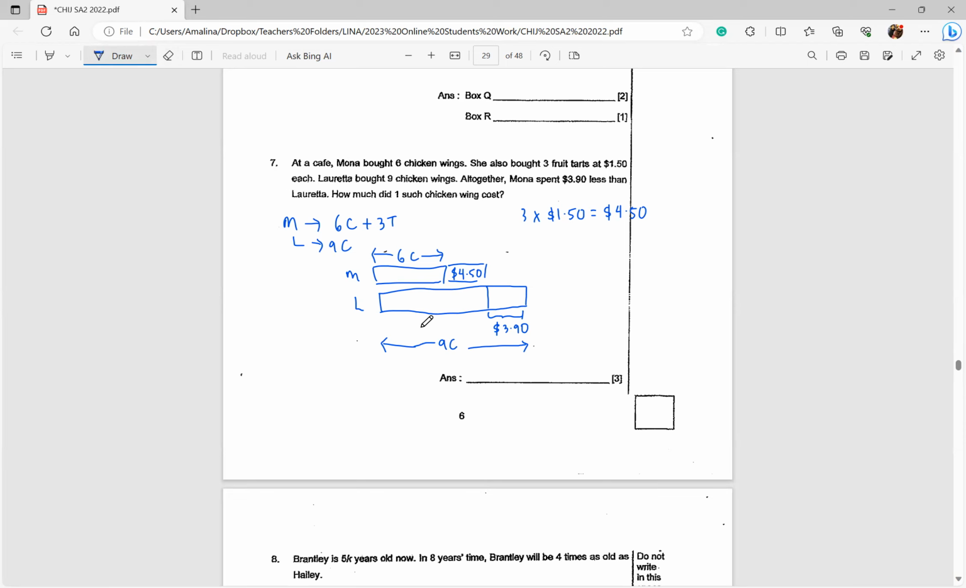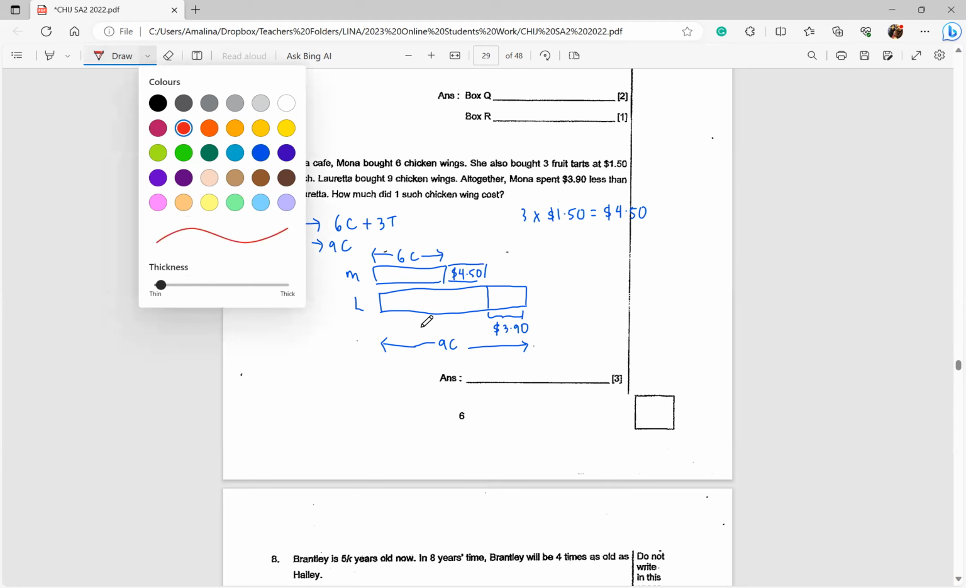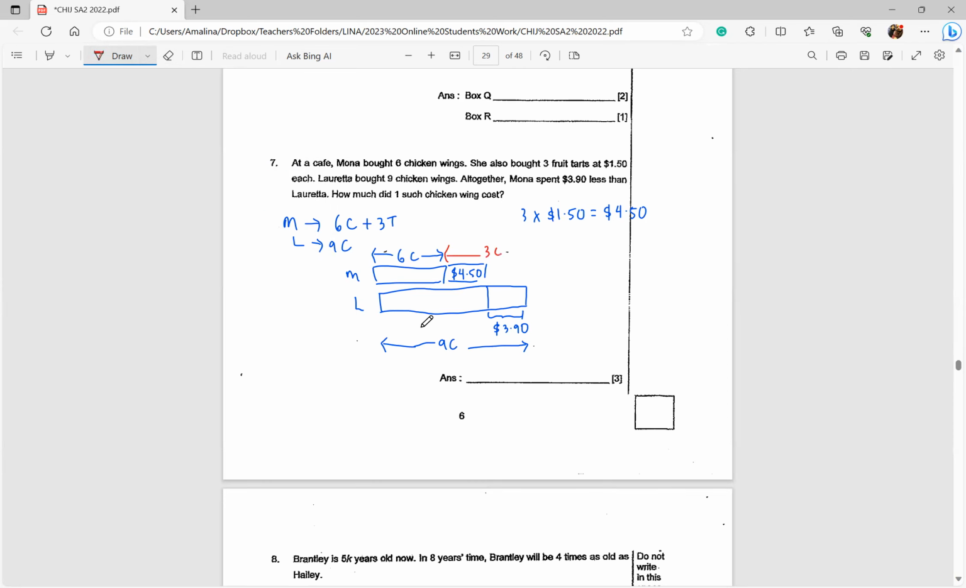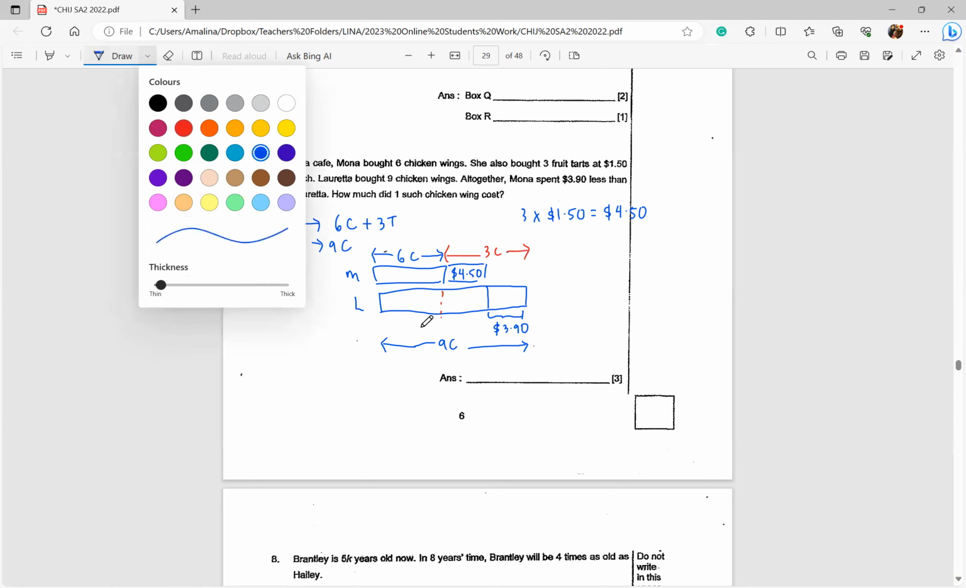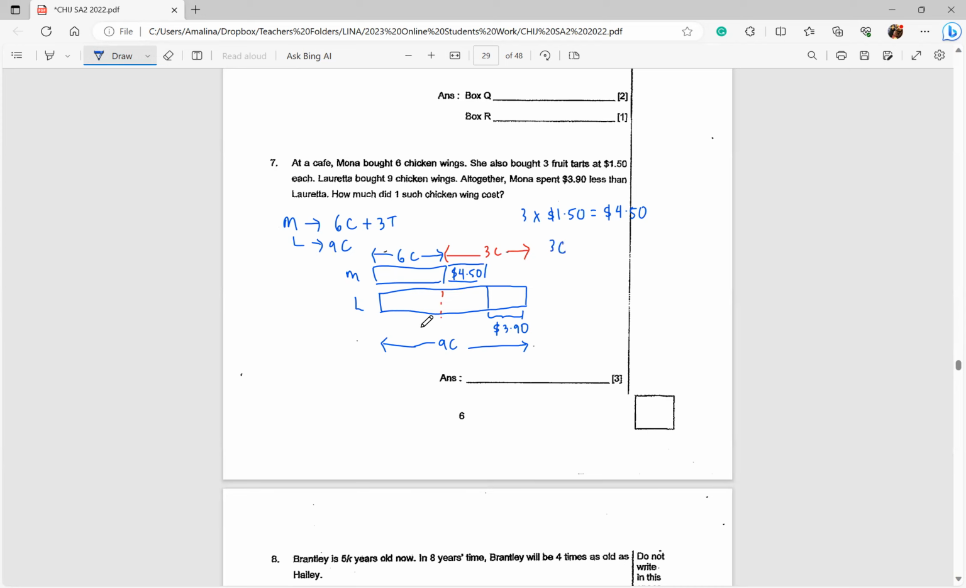So once I have this model drawn, you can easily compare your chicken wings. So 9C minus your 6C means that you know that this portion here will be the cost of 3 chicken wings. Okay, so how do I find this cost? I add my $4.50 with my $3.90. So 3 chicken wings is your $4.50 plus your $3.90. So I get the cost, which is $8.40. That's for 3 chicken wings.